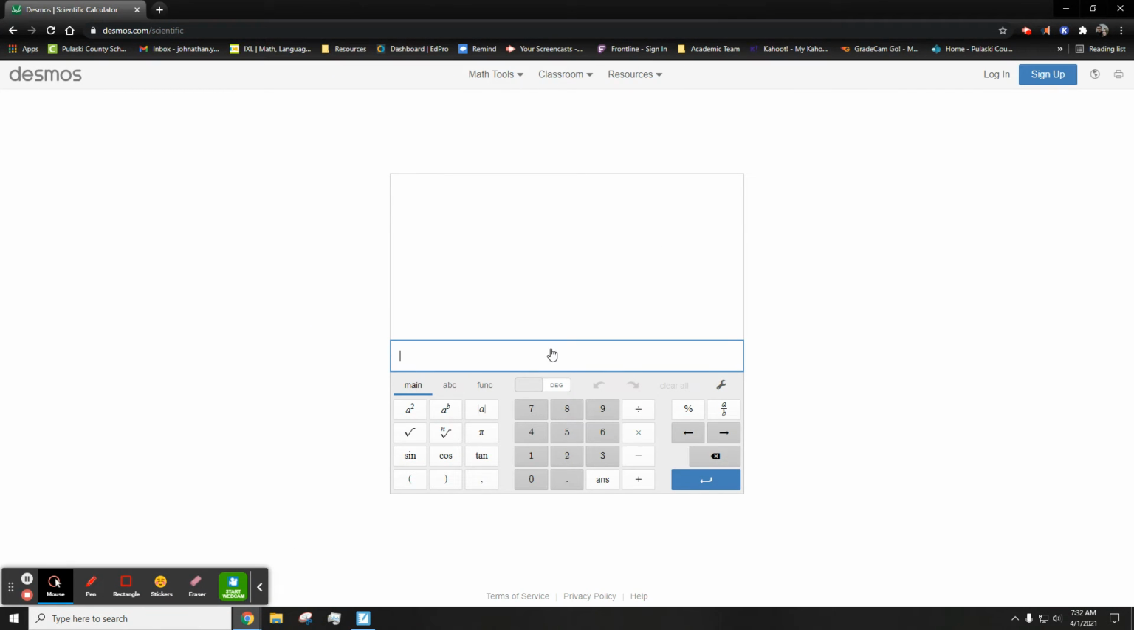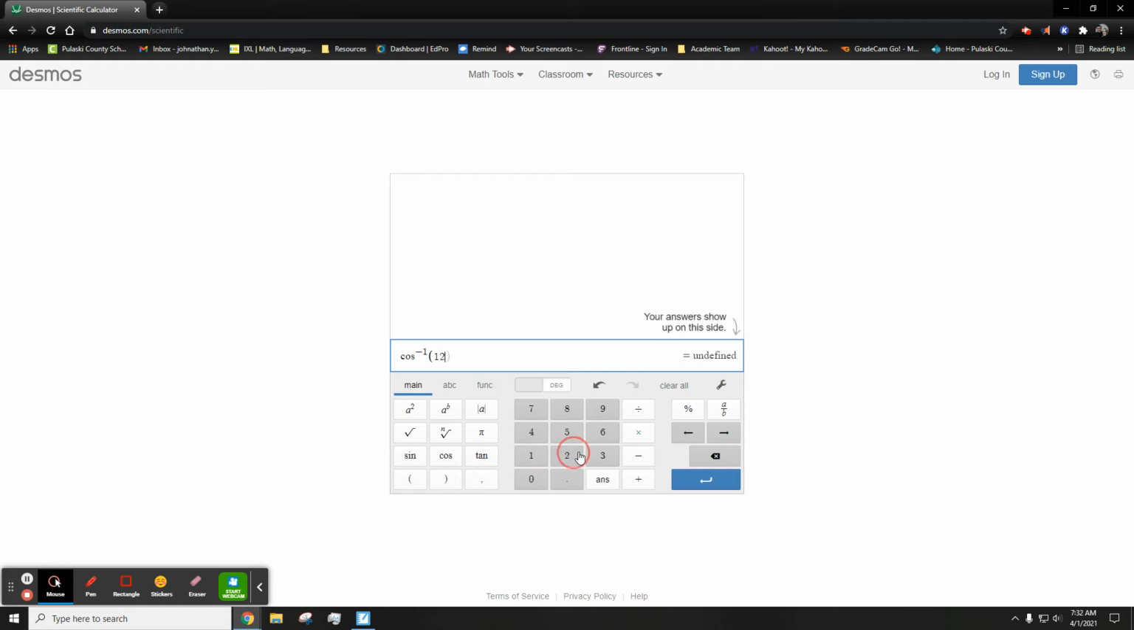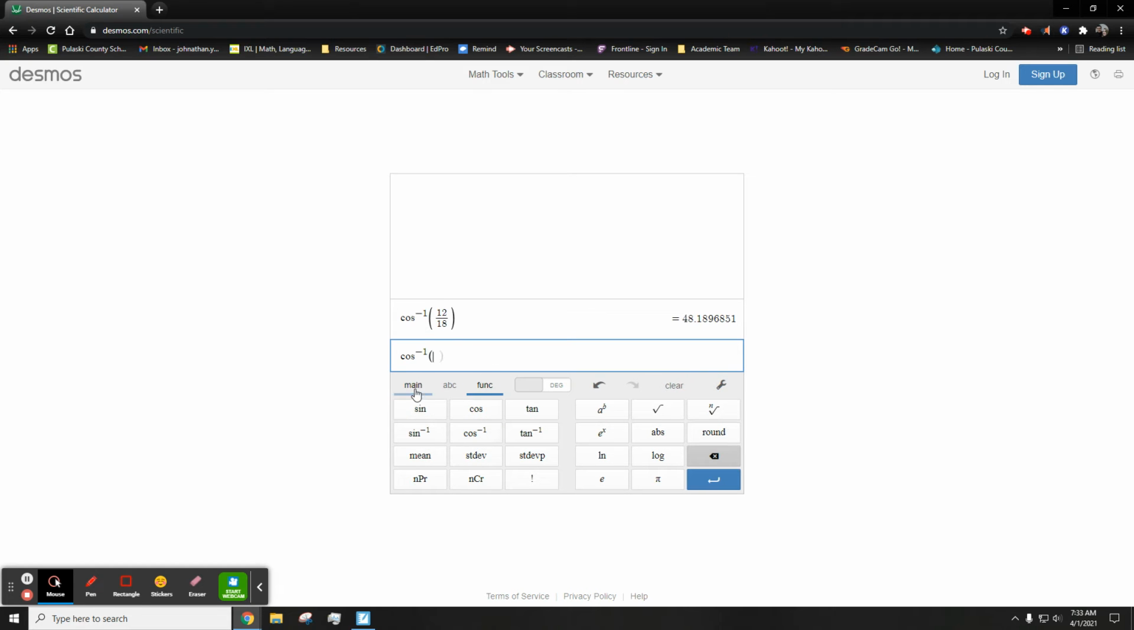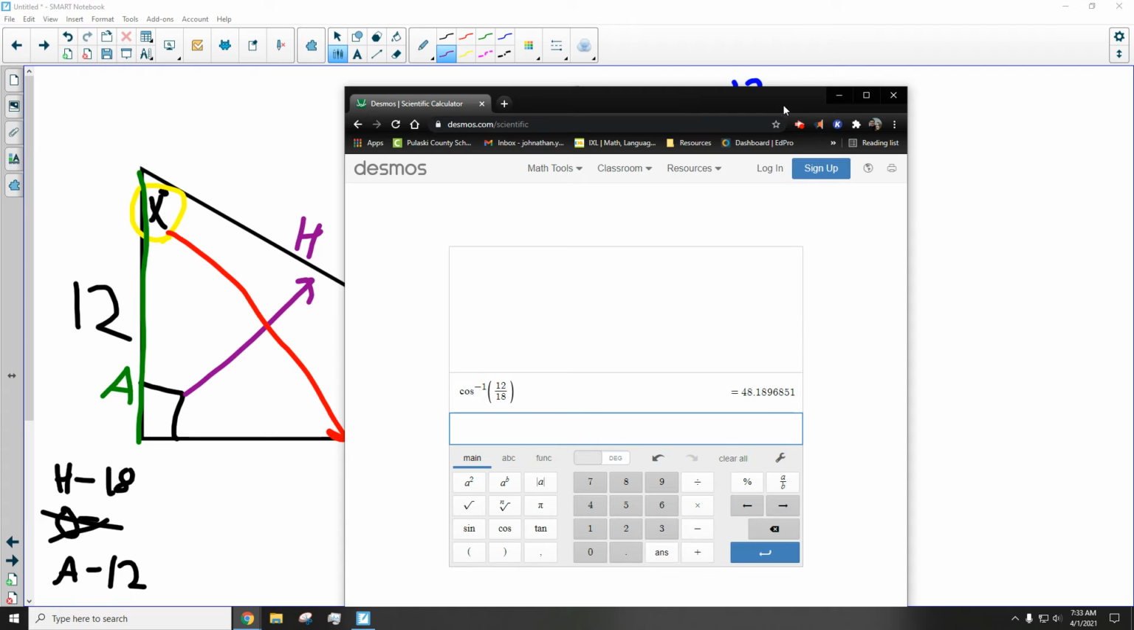So now if I go into here, hit the function button, and type inverse cosine. And then I type in my 12 over 18. And there's my angle. Now the nice thing about cosine and sine is if you type it in backwards, like if I did 18 over 12, it won't know how to use that because cosine and sine always have to be less than 1 inside of here. So 12 over 18 is cosine. Inverse cosine of 12 over 18 gives me an angle of about 48.2 degrees.